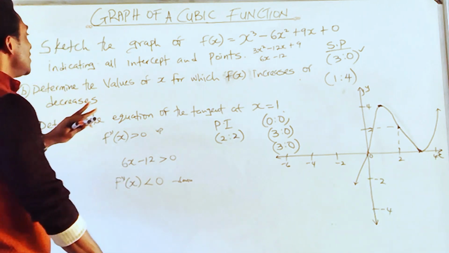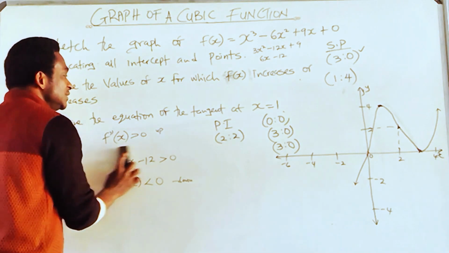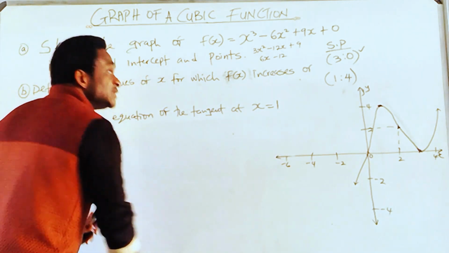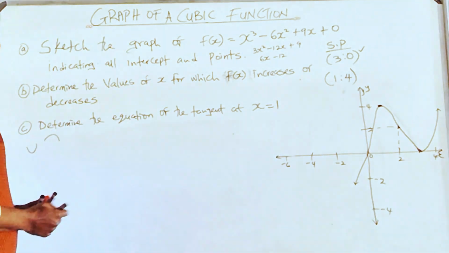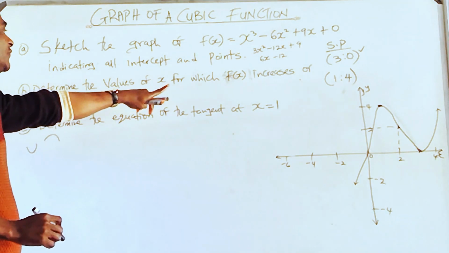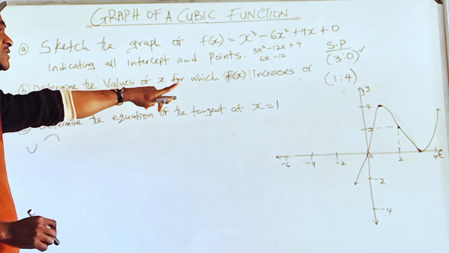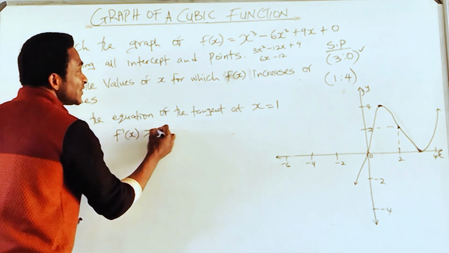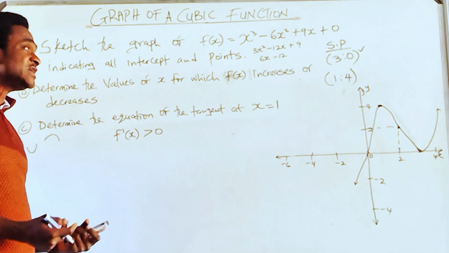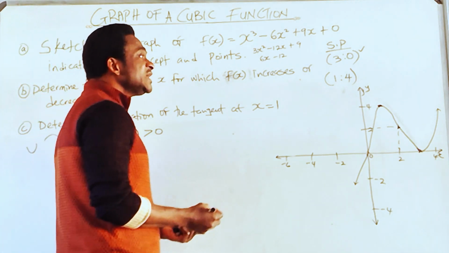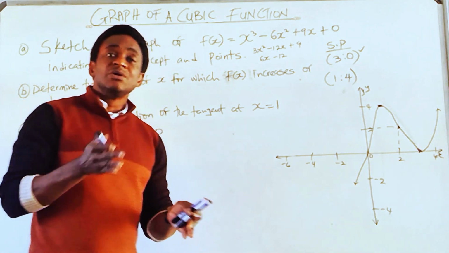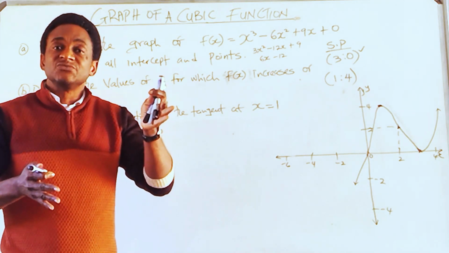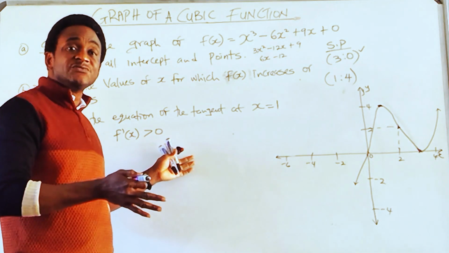Now, because of our time, let's look at the other things here so that we don't create a video that you struggle to watch. Now, determine the values of x for which f of x increases. f of x increases only when your first derivative is greater than 0. Alternatively, an increasing function relates to when your y and x values are increasing on the graph. You don't even need to solve anything to get it.